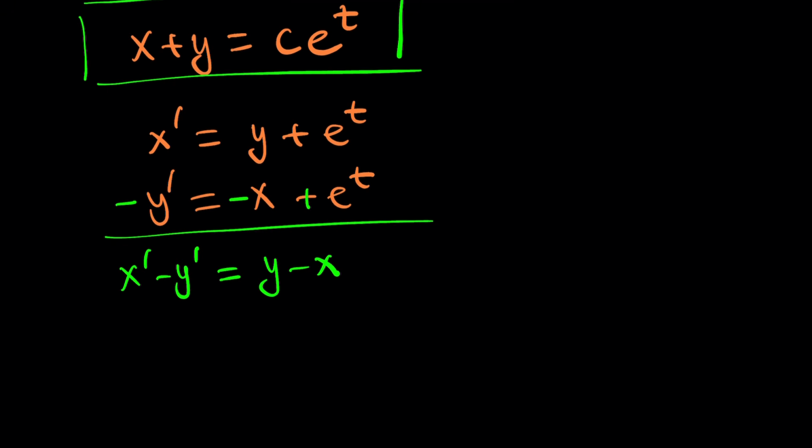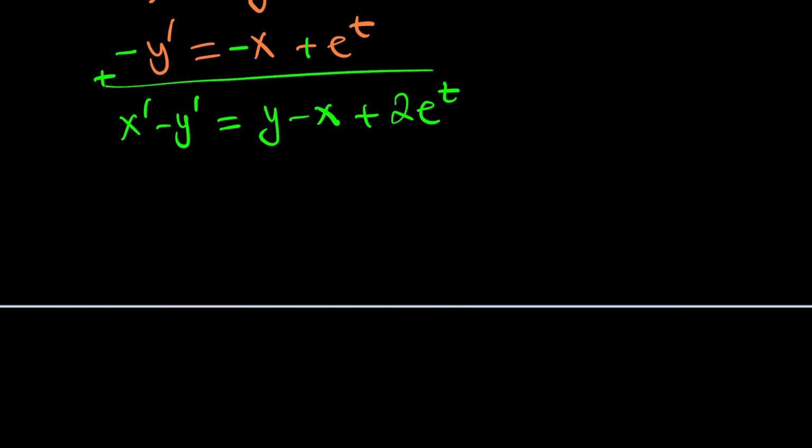e to the t doesn't cancel out, but don't worry about it. It's not going to be a big problem. Great. Now we got x prime minus y prime, which is the derivative of x minus y, by the way, right? But on the right-hand side, we have y minus x. What is that supposed to mean? No worries. We can just add x minus y to both sides, and that gives us this plus x minus y, because x minus y and y minus x are opposites, and we get what we want.